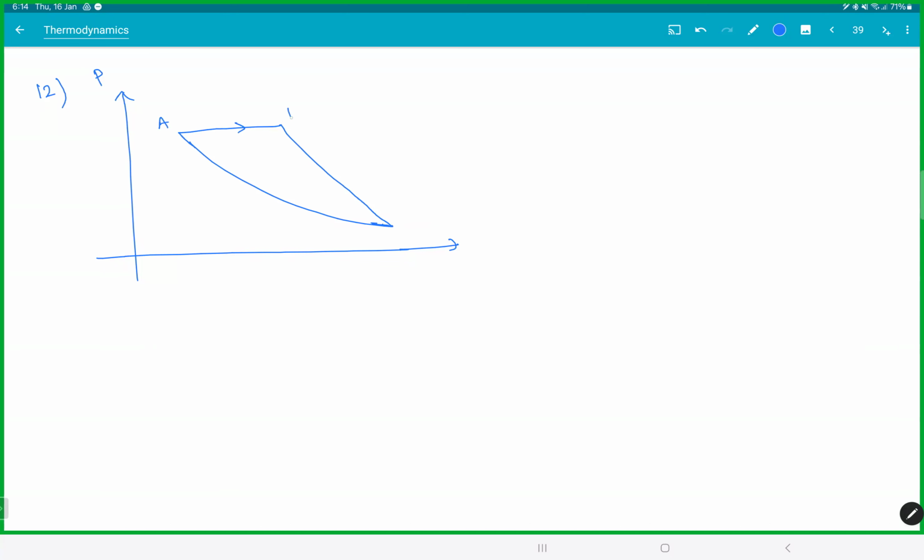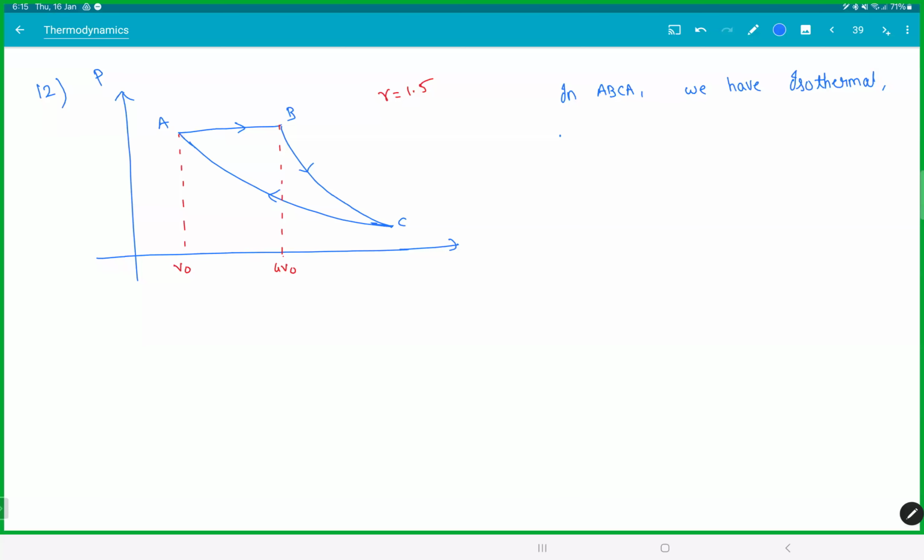This is A, B, C. This is V naught. This is 4V naught. Gamma is 1.5. Tn is equal to 1. It actually won't matter. Now in the process A, B, C, A, we have isothermal. They didn't tell you which one is isothermal, which one is adiabatic. So you have to figure out.